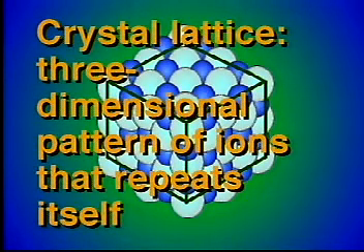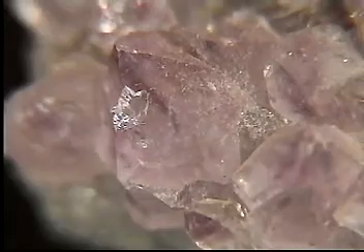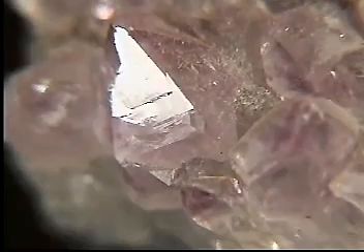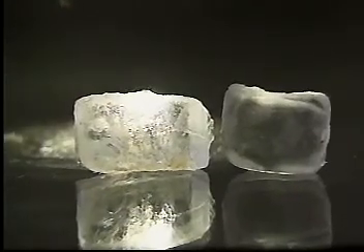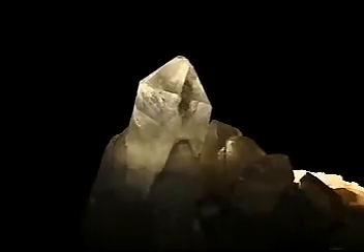A crystal lattice is a three-dimensional pattern of ions that repeats itself. There are many different shapes of crystal lattices of ions. These large salt crystals have a cubic shape. This quartz crystal has a hexagonal crystal shape.